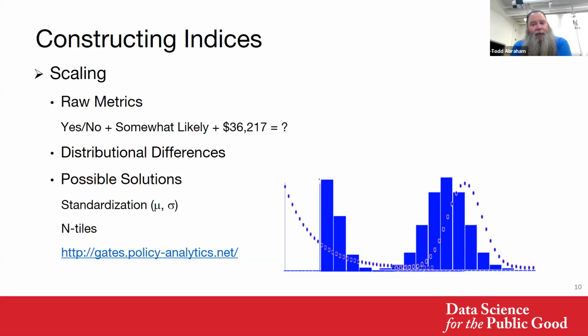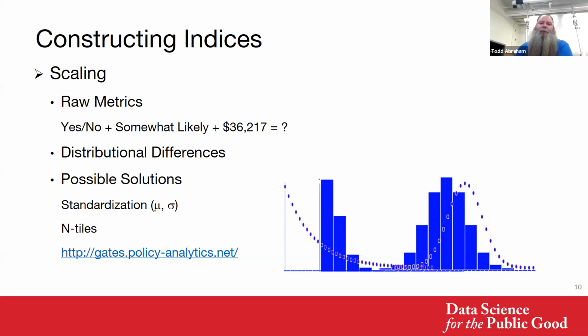Maybe there are communities at 0, but the scale only goes up in a particular set of communities to 60%. So what do you do with distributional differences, where you can't necessarily say that the point on one scale is the same as the point on another scale, even though they have the same metric, right?